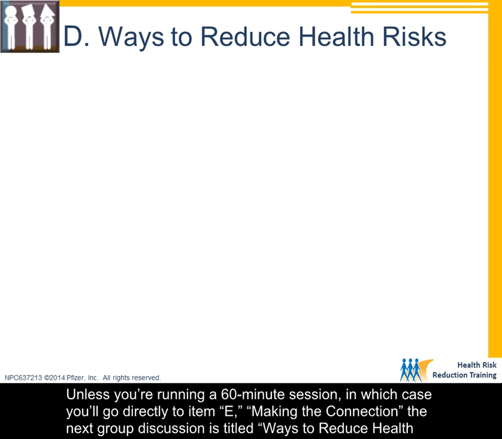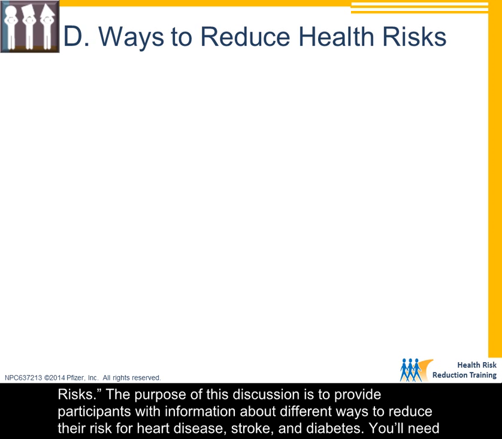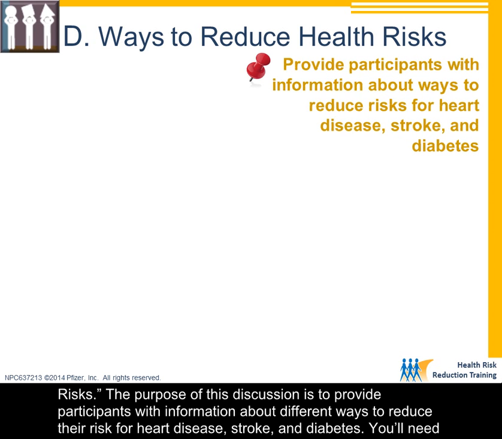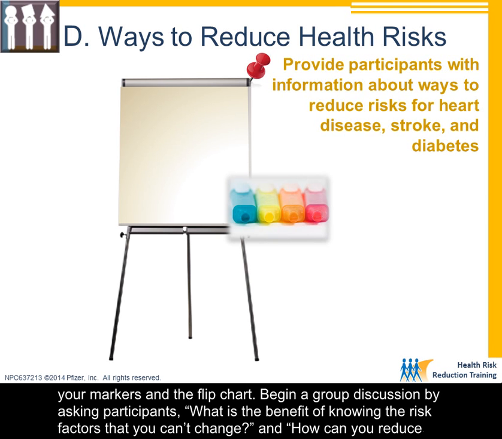Unless you're running a 60-minute session, in which case you'll go directly to item E, Making the Connection, the next group discussion is titled Ways to Reduce Health Risks. The purpose of this discussion is to provide participants with information about different ways to reduce their risk for heart disease, stroke, and diabetes. You'll need your markers and the flip chart.